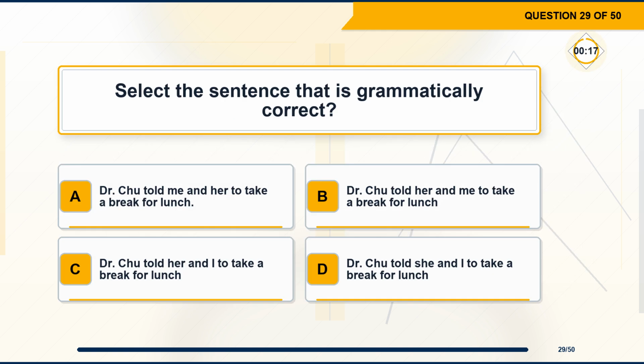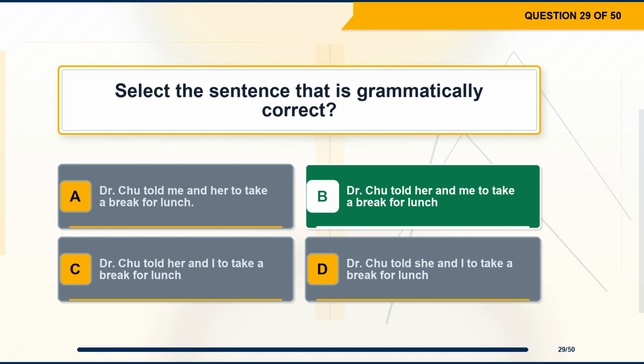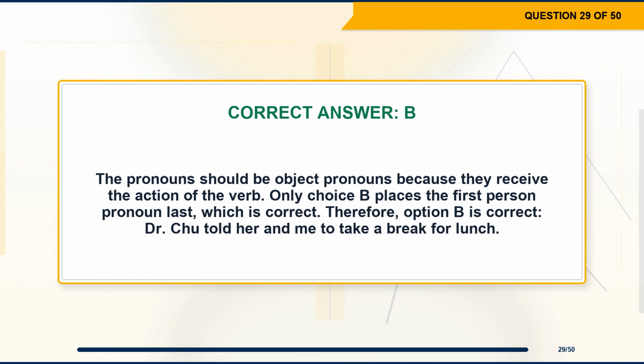Question 29. Select the sentence that is grammatically correct. Option A, Dr. Chu told me and her to take a break for lunch. Option B, Dr. Chu told her and me to take a break for lunch. Option C, Dr. Chu told her and I to take a break for lunch. Option D, Dr. Chu told she and I to take a break for lunch. The correct answer is option B, Dr. Chu told her and me to take a break for lunch. Explanation. The pronouns should be object pronouns because they receive the action of the verb. Only choice B places the first person pronoun last, which is correct. Therefore, option B is correct, Dr. Chu told her and me to take a break for lunch.